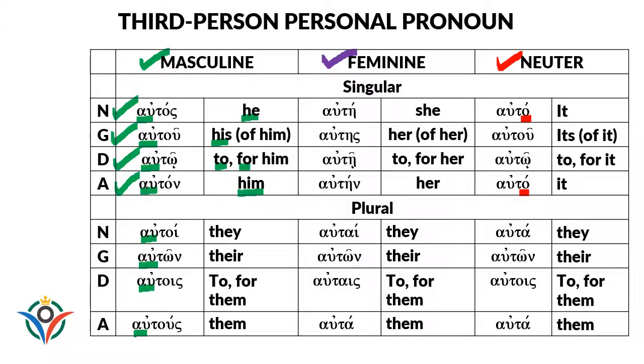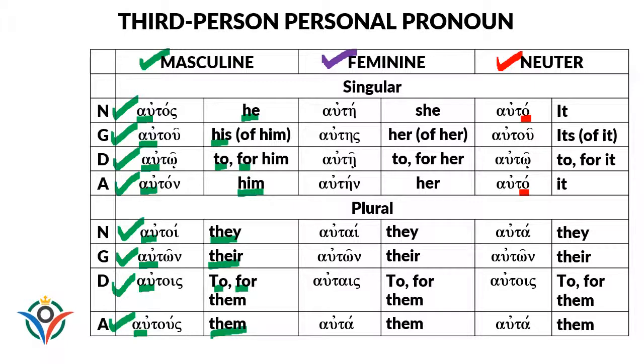The plural forms, beginning with the nominative, we have autoi, which we translate as they. Genitive is auton, translated as their. Then we have the dative plural, autois, which is to or for them. And then the accusative plural is autous, which we translate as them.